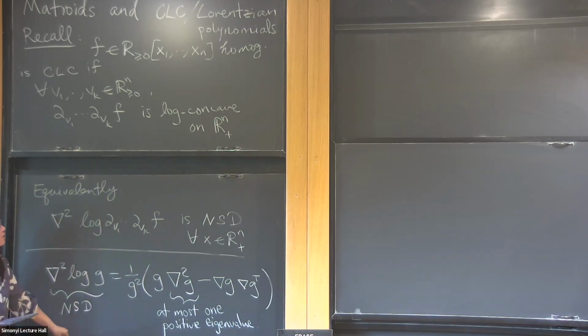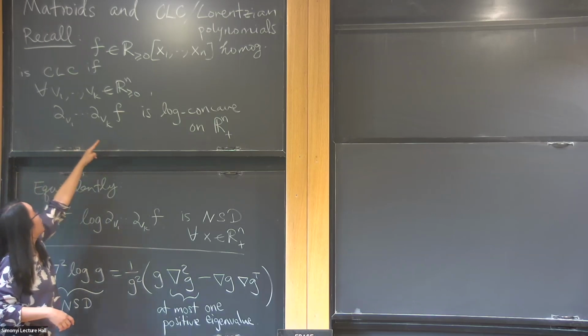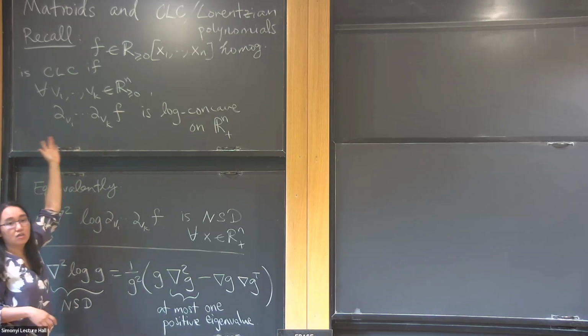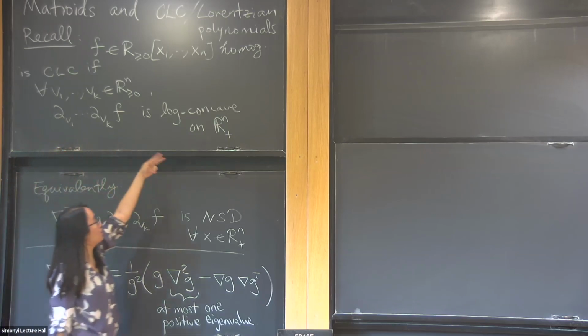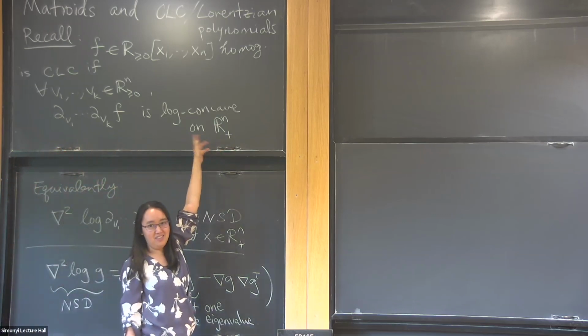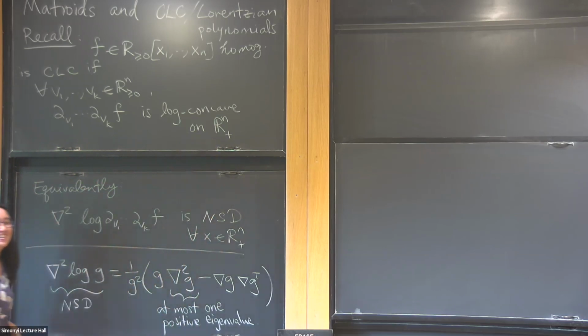But let's think about how to show whether a given polynomial is Lorentzian. This is a huge amount of things that you need to check. You need to check that for all sequences of directions, that is infinitely many. And then you need to check the log-concavity on the entire positive orthant, that is another infinitely many. That is extremely many.